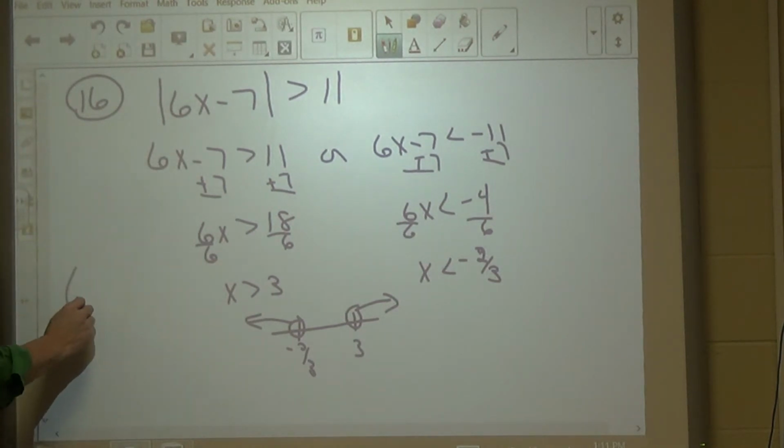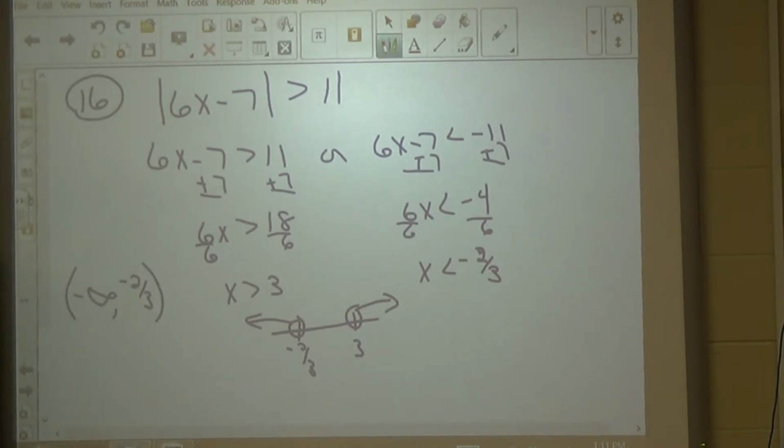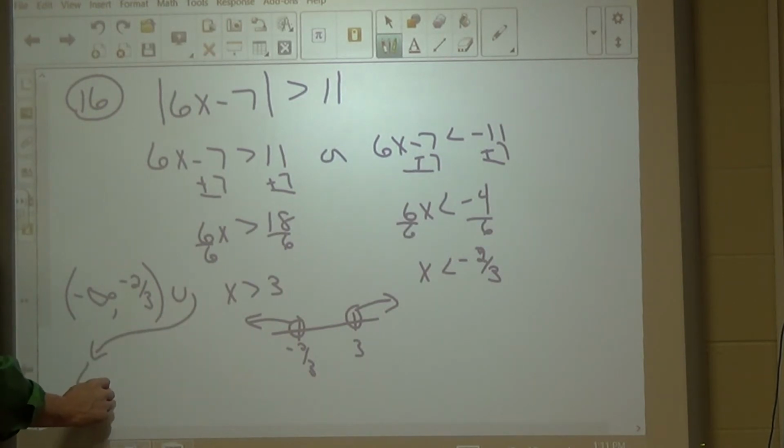Interval notation, negative infinity, okay? Negative 2/3, and it's parentheses because it's not equal to. And then union, I'm going to come down here. Parentheses 3 to infinity. So that's the answer. That's it. The union, yeah, that's interval notation.